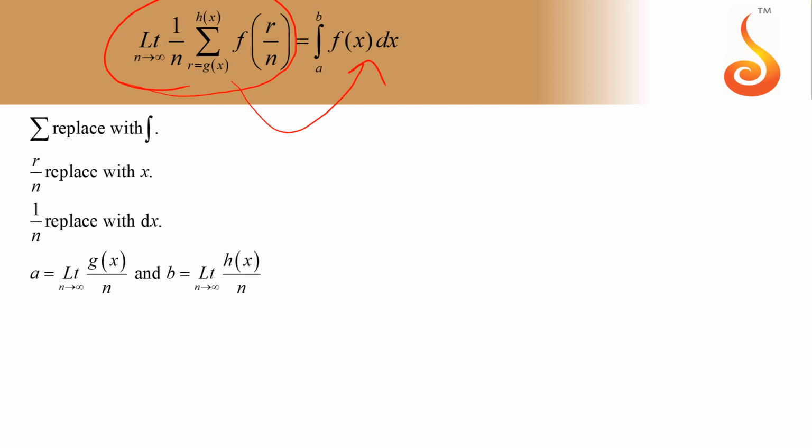The way you have to convert it, please observe the form 1 by n sigma f of r by n. This r by n we will take as x, and for the sake of understanding, 1 by n will become dx. To create the upper and lower bounds a and b: a is the limit as n tends to infinity of g of x by n, and b is the limit as n tends to infinity of h of x by n. Please remember r by n will be x. Wherever you see r by n, replace it with x, and 1 by n becomes dx. Convert it into a definite integration, and you can solve that limit question using definite integration.